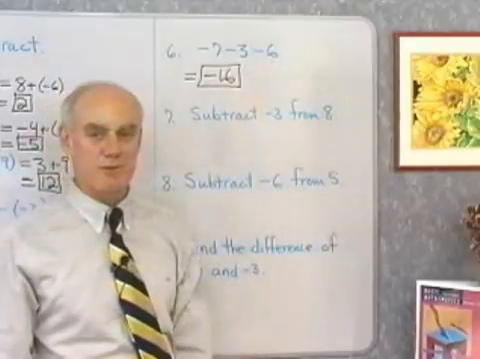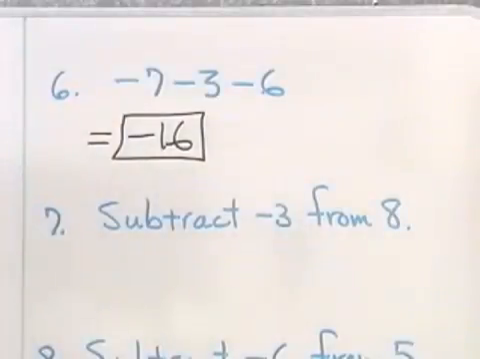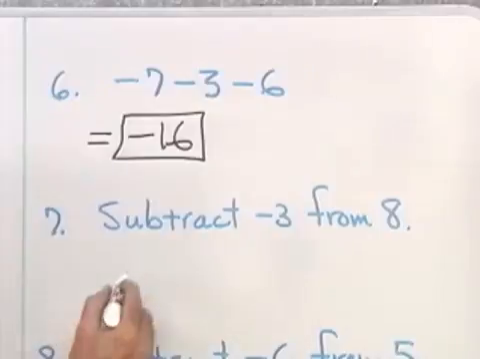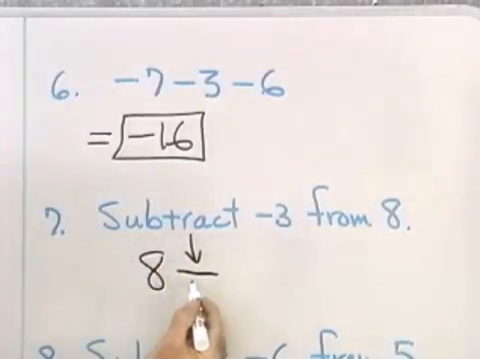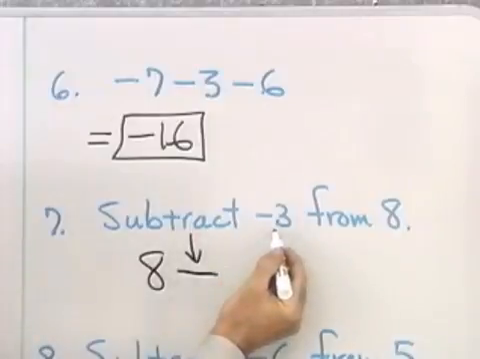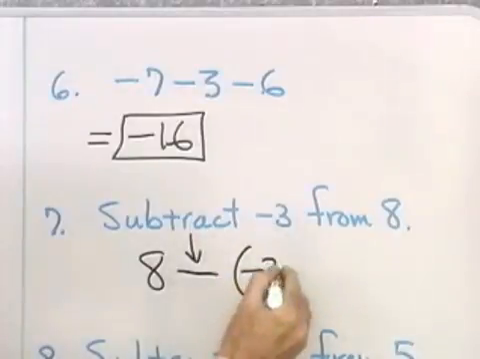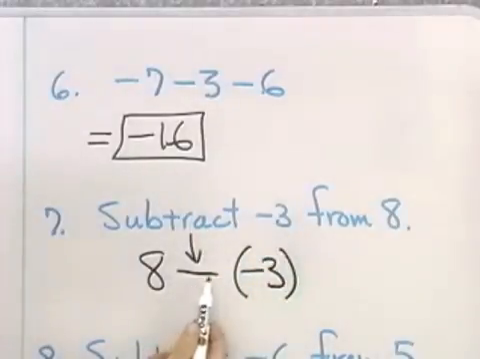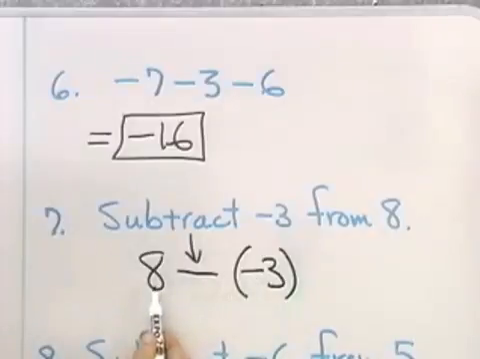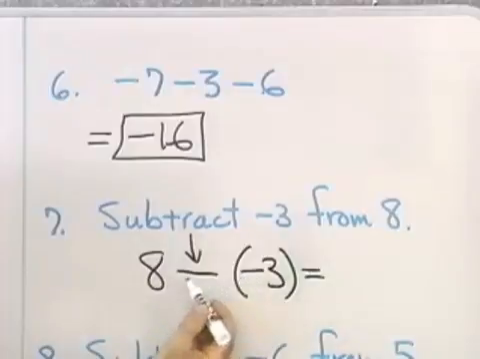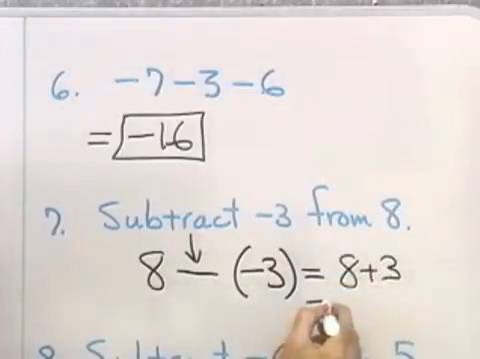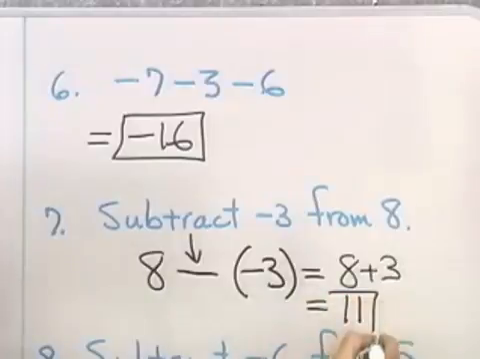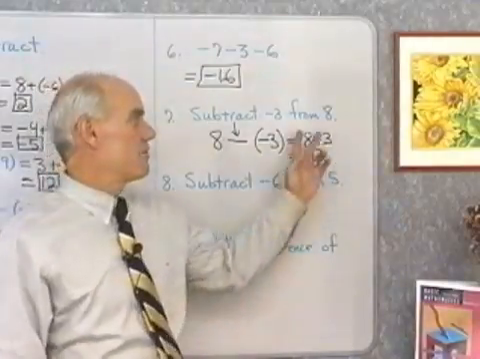Now let's look at some problems written in words. Let's subtract negative 3 from 8. So I'm going to take 8 and subtract from it, there I'm introducing my own subtraction sign, the number negative 3. So here I am subtracting negative 3 from 8. Instead of subtracting negative 3, I'm going to add its opposite, positive 3. That's 8 plus 3. And the answer to that is 11. So subtract negative 3 from 8.